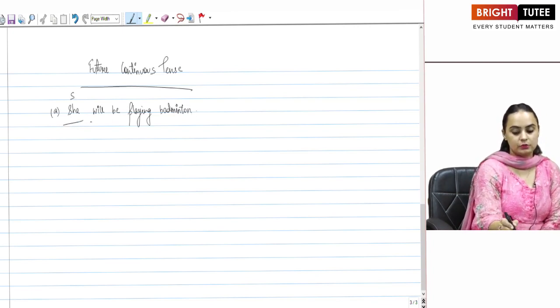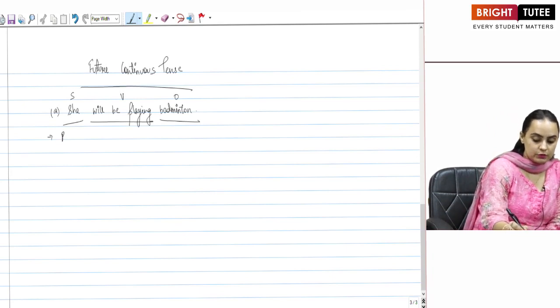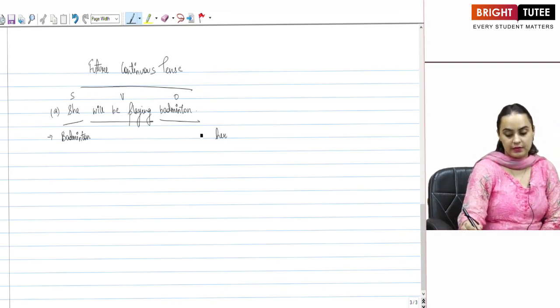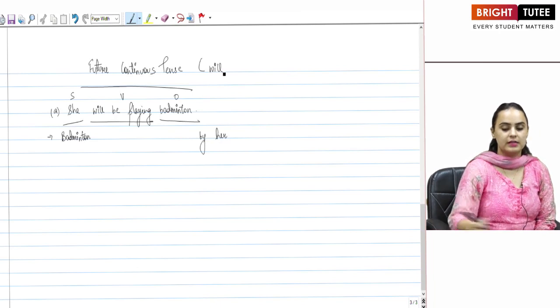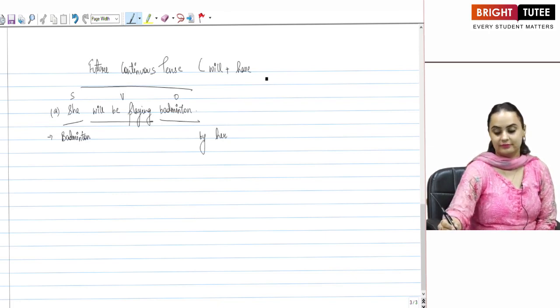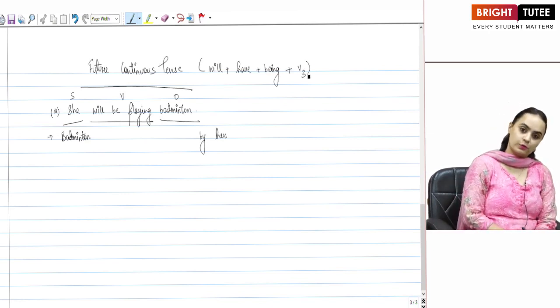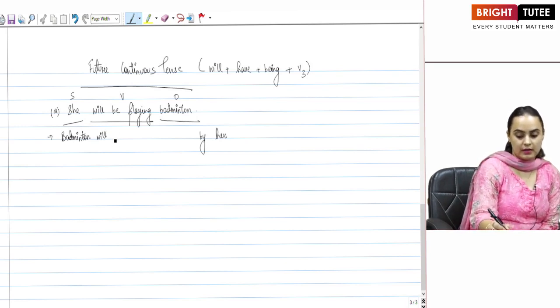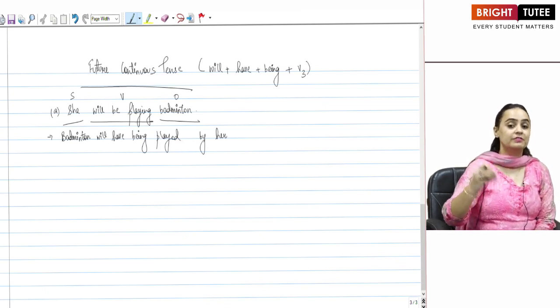So, she is my subject, will be playing is my verb, badminton is my object. Object becomes my new subject, so badminton comes at the beginning. She becomes her and we add by. And how do we change? What is the helping verb for future tense? Will. Have. Plus being, plus third form of the verb. So, will, have, being, and third form of playing is played by her. So, badminton will have been played by her.